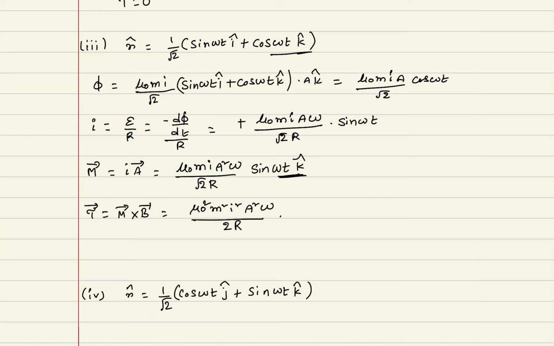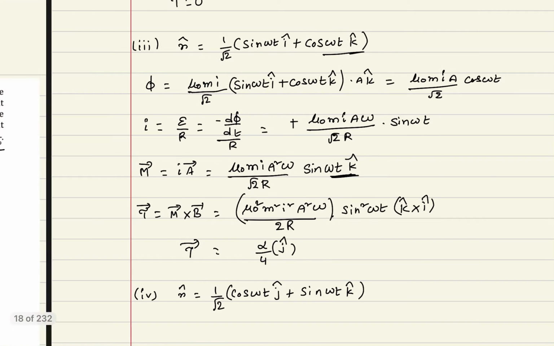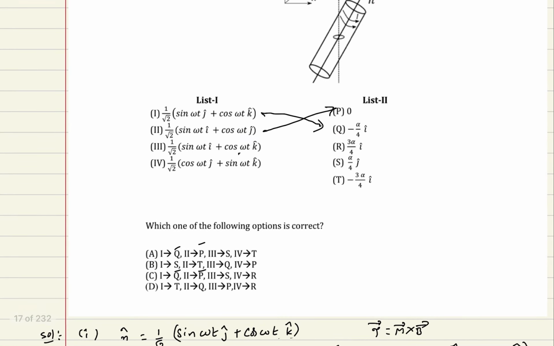And the cross product you have, right? Now k cap cross k cap is 0, and k cap cross I cap sin square omega t. k cap cross I cap. You substitute there, you can get the whole thing value as alpha, and sin square omega t is 1 by 4. k cap cross I cap is j cap. So you can observe that torque is equal to alpha by 4 j cap. Alpha by 4 j cap is nothing but we will get this S.